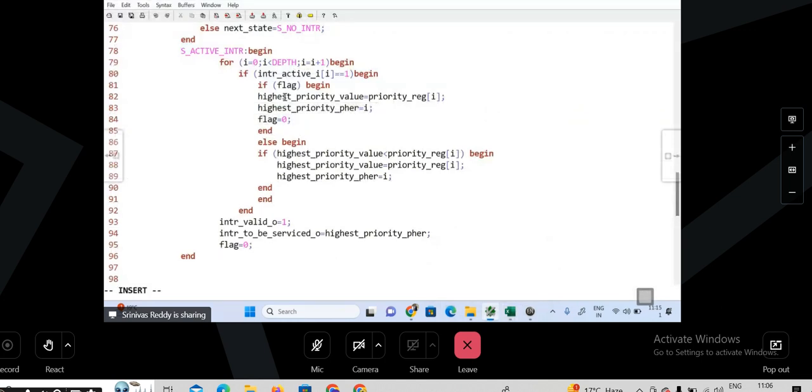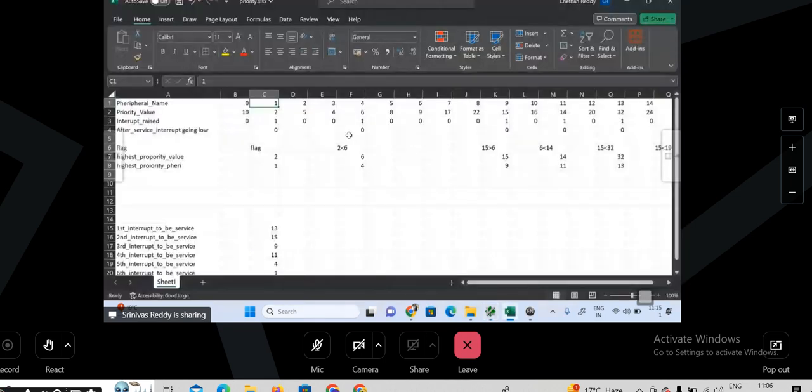Now, once you get all the highest priority values, now what are you doing? Interrupt value is equal to 1. Now this will be given to the processor, right? Now what I need to do, interrupt to be serviced is equal to the highest priority peripheral. Then, after doing this, I can make the flag 0. The flag becomes 0 once this is serviced.